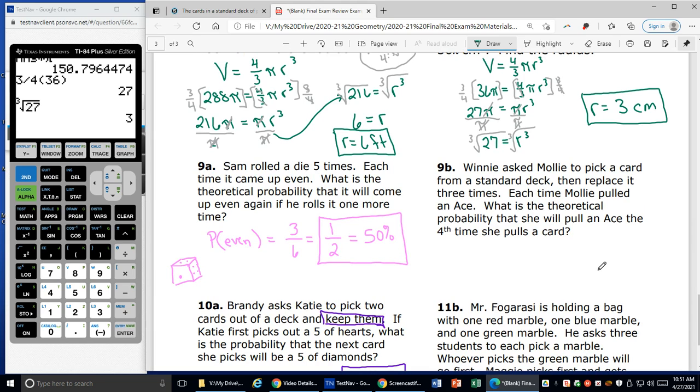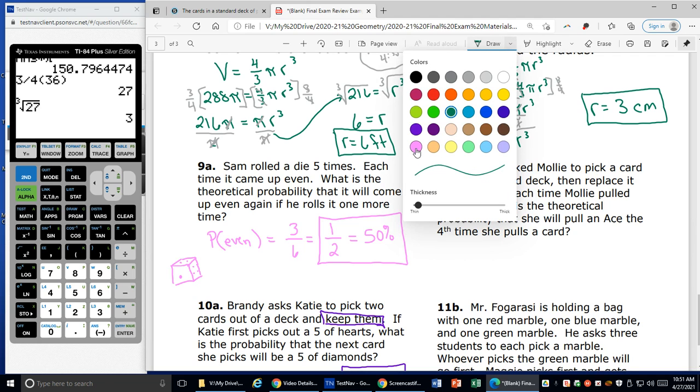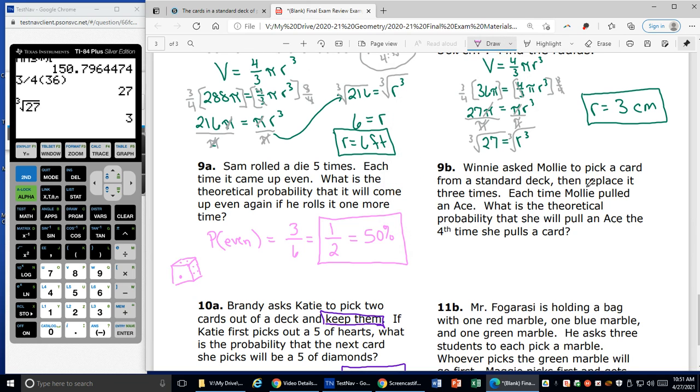Winnie asked Molly to pick a card from a standard deck, then replace it 3 times. Each time Molly pulled an ace. What is the theoretical probability that she will pull an ace the 4th time she pulls a card? Now, because she is replacing that card each time, the first 3 that she pulled don't have any effect on it the next time, okay? So this 4th time, the first 3 don't have any effect.